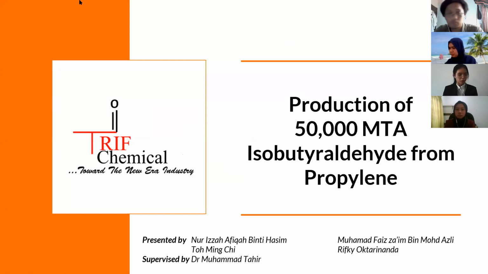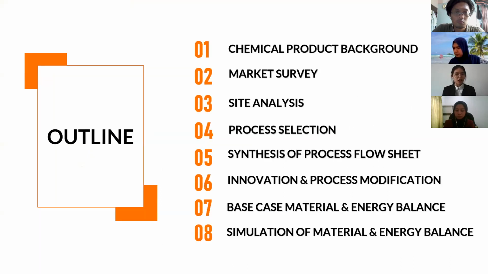Okay, I'll start now. A very good afternoon to all panels. We are from Group 27. My name is Ming Chi, and today we would like to present on the plant design project for the production of 50,000 metric tons per annum of isobutadiene from propylene. In this presentation, we will start from the introduction and finally material.